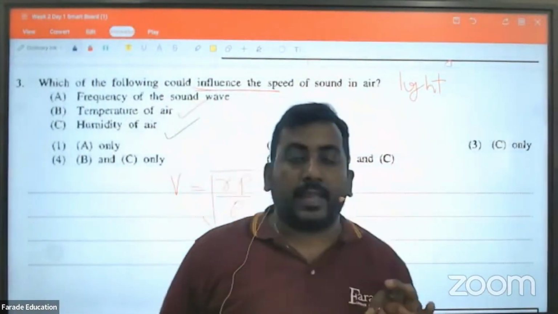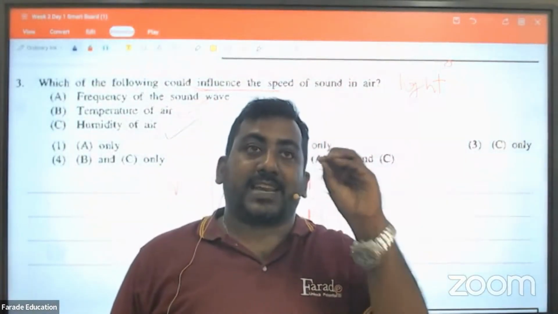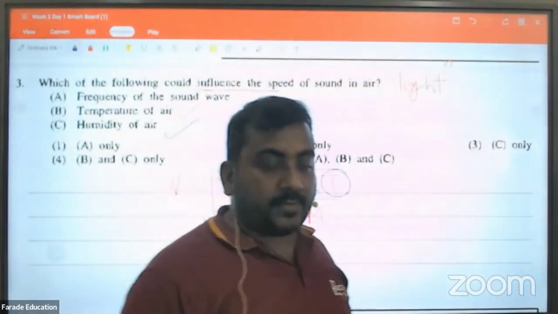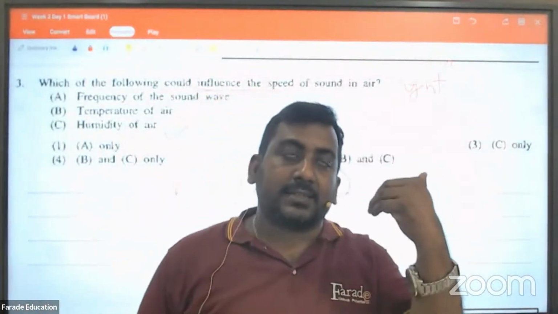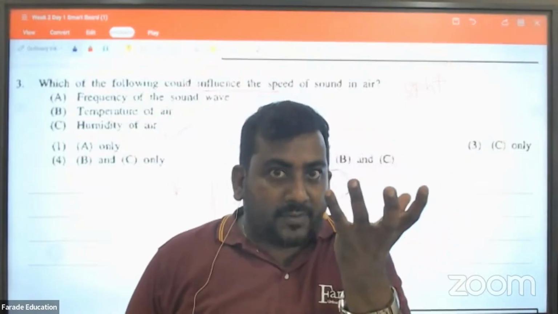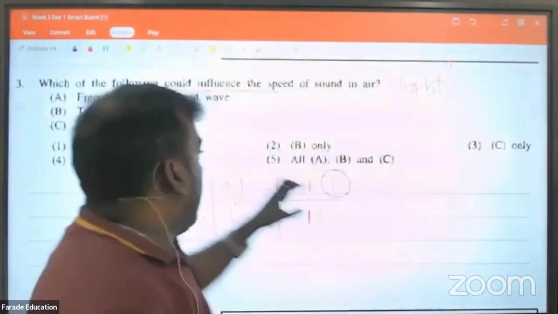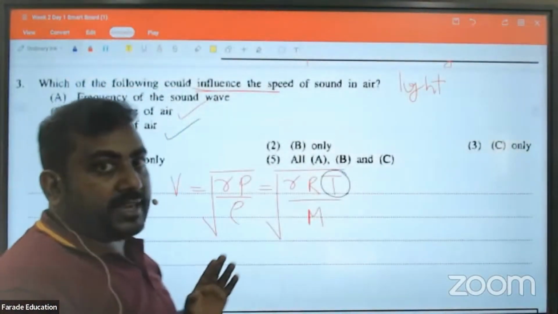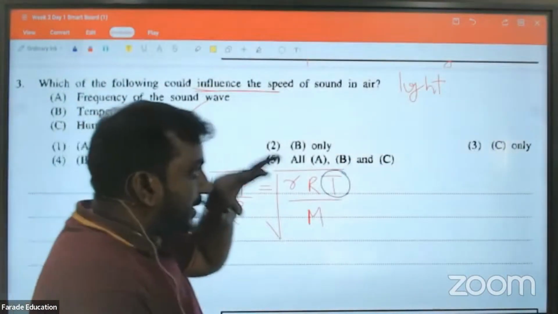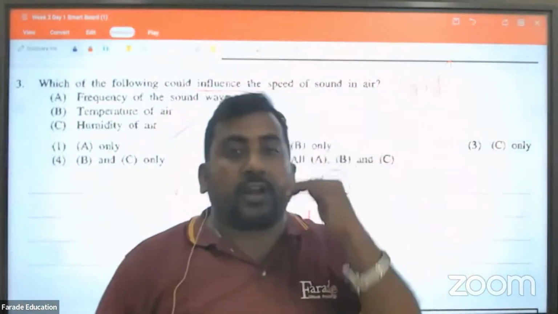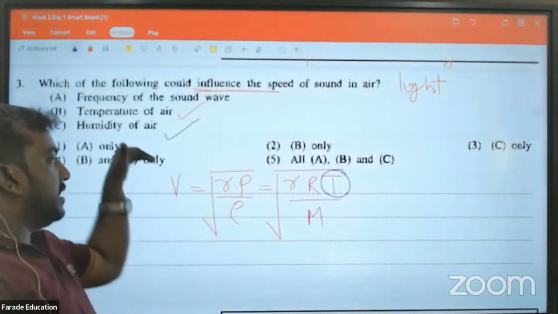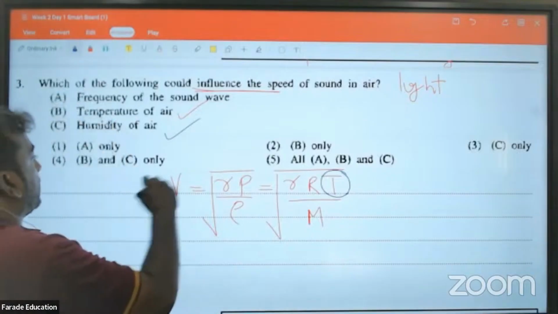How will humidity affect it? When the vapor content in the atmosphere changes, the density is affected, and that affects the velocity of sound in air. When humidity increases, the water vapor content increases and the air content reduces, so the density of air reduces and the velocity of sound increases. High humidity means higher velocity. Low humidity means low water vapor content, high air content, large air density, so the velocity of sound will be low. So B and C both will affect it for sure.